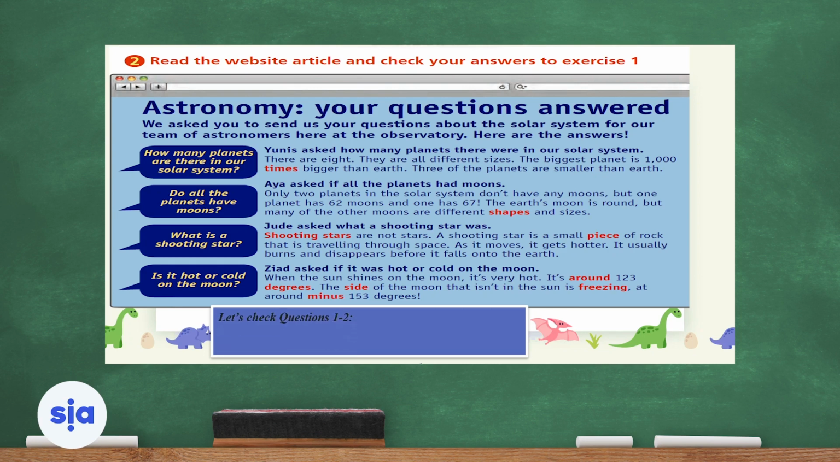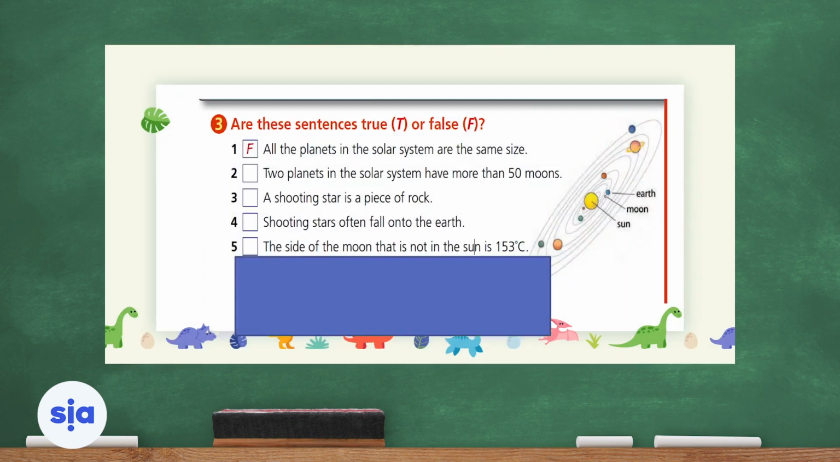Okay, so let's move forward. Guys, based on the text, you're going to be contemplating and thinking carefully whether those statements are true or false. The first one is done for us, so let's take a look at the model. All the planets in the solar system are the same size. This is a false statement. Now let's look at number 2. 2 planets in the solar system have more than 50 moons. Is this true or false?